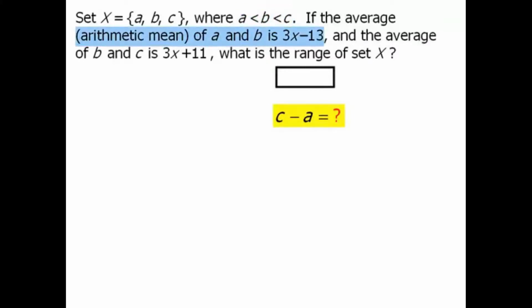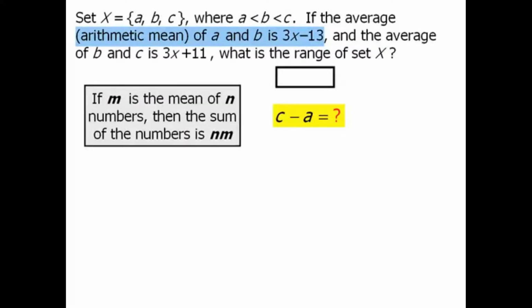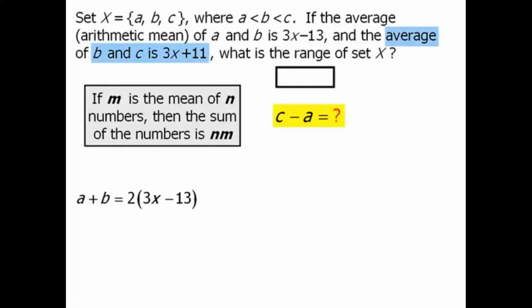Now the question tells us that the mean of A and B is equal to 3x minus 13. When we apply the following rule, we see that the sum of these two numbers must equal 2 times (3x minus 13). Similarly, since the mean of B and C is equal to 3x plus 11, the sum of these two numbers must equal 2 times (3x plus 11).